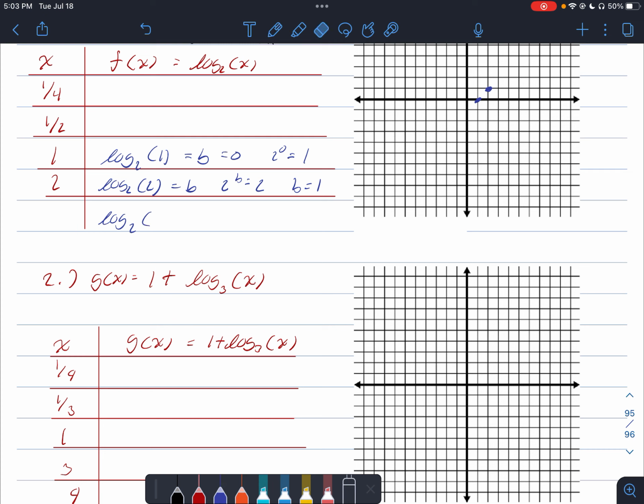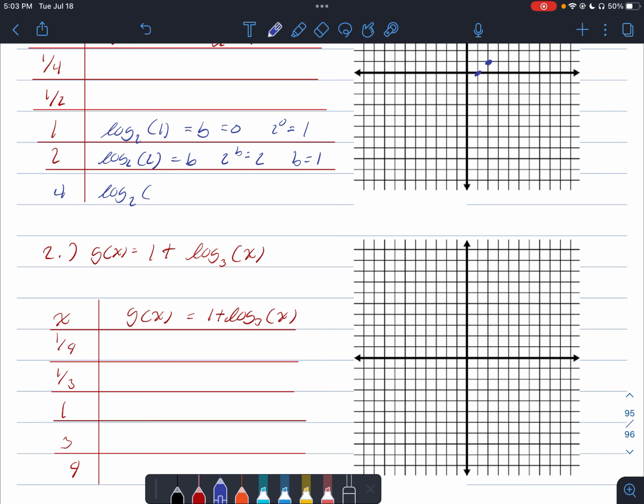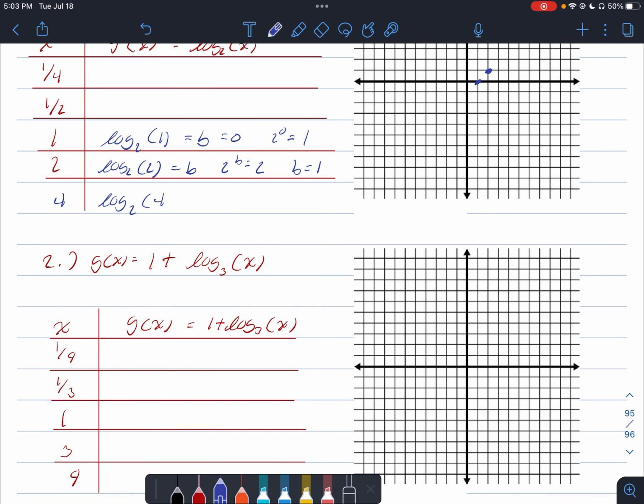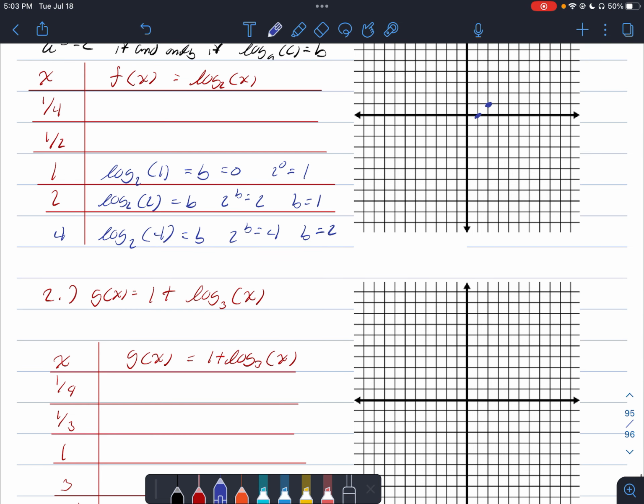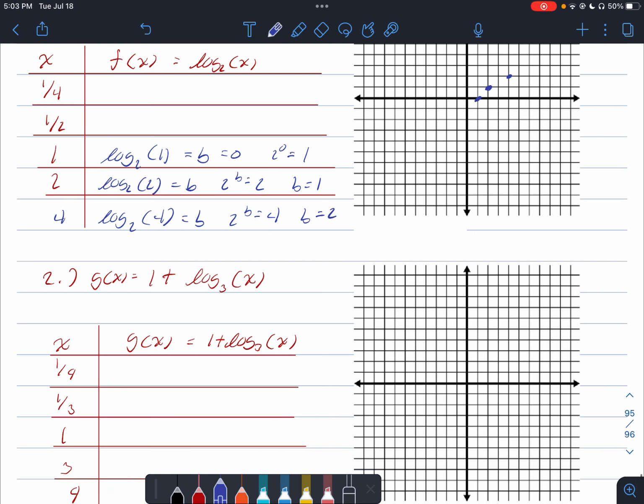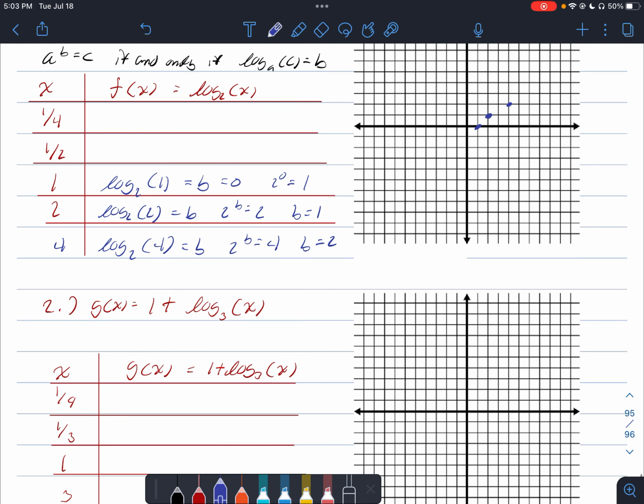Actually, let's do 4. Let's not do 3. Let's do 4. Sorry. At x equals 4, we have log base 2 of 4 is equal to b. So we want to find 2 to the b is equal to 4. And here b is going to be equal to 2. So at x equals 4, we're going to have f of x is equal to 2. Okay, and you can keep going. But let's go the other direction. Let's see if we can get closer to 0.